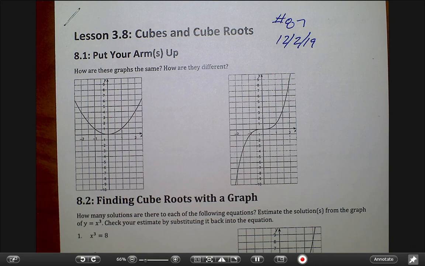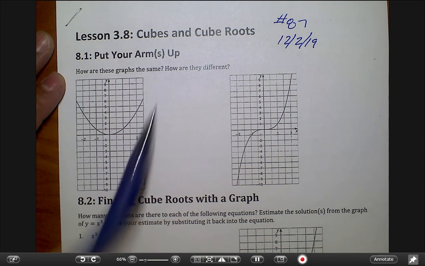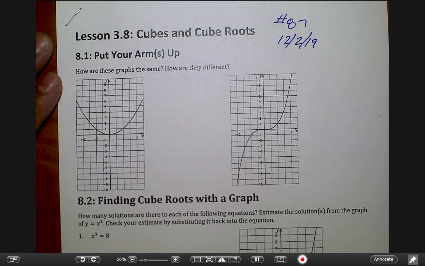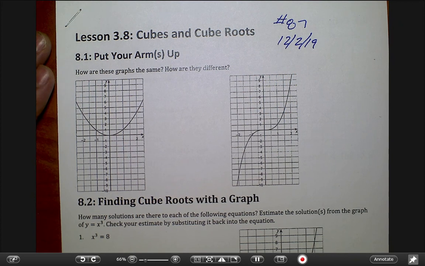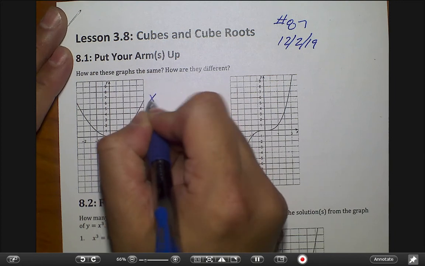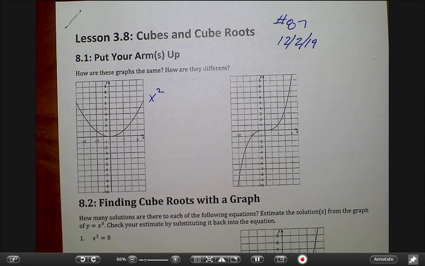Anyone recall what this one was? We did it a couple days ago. What is this type of graph called? Yes. Now, how do I get that? If I had a graph and I had a function, and this is the graph of that function, what would my function be? No, not negative x. X to the second. X squared. There we go. So that's going to be an x squared.